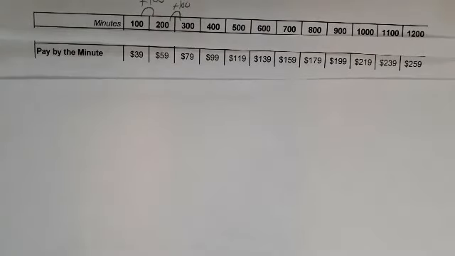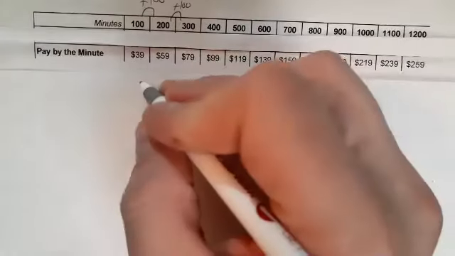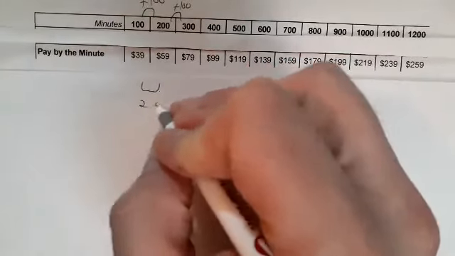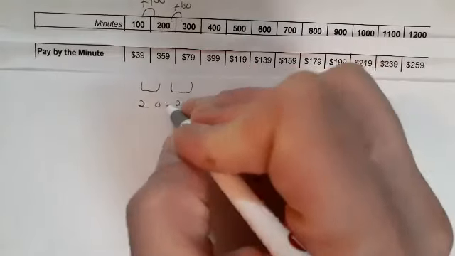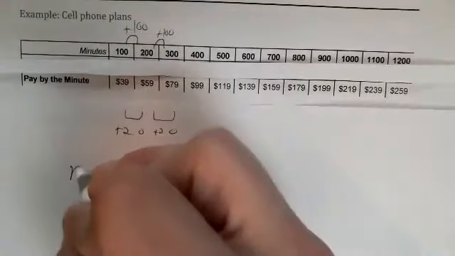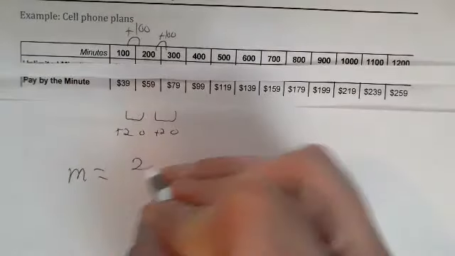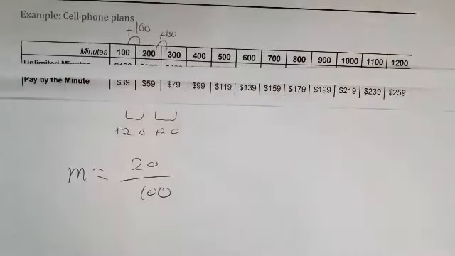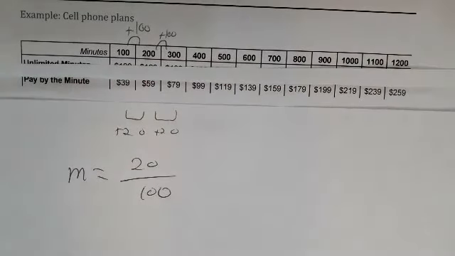Now we're looking over here. We're still going up 100 each time. Now we're going up 20. And so if I want the slope of this thing, it's the change in my y over my change in my x, over 100.